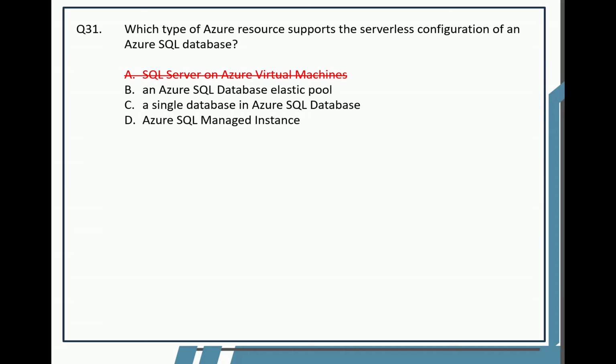Azure SQL Database Elastic Pool shares resources across databases and does not support the serverless compute tier. The serverless compute tier is supported only for single databases in Azure SQL Database, making option C the correct choice. Features included are auto-scaling compute, auto-pause, and auto-resume. Azure SQL Managed Instance is closer to full SQL Server compatibility and doesn't support serverless.